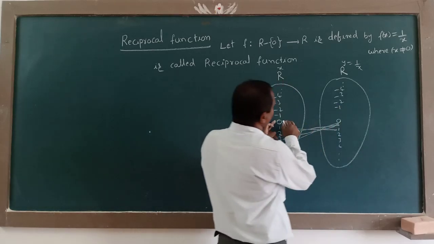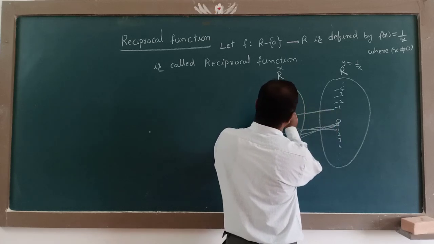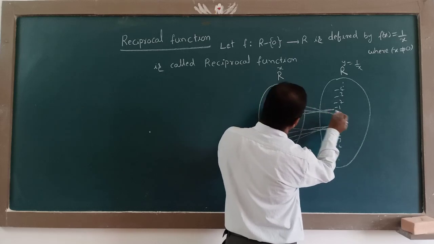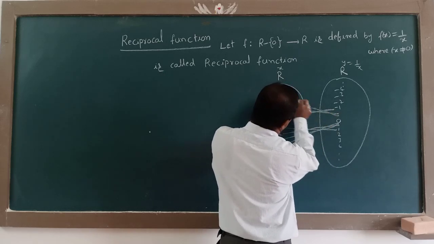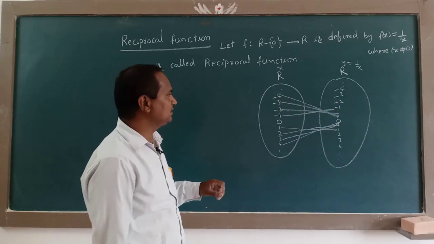Minus 1, minus 1 to minus 1, no problem. Minus 1 by 2 is minus 0.5. Minus 1 by 3 is minus 0.33. Minus 1 by 4 is minus 0.25. Like that will come here. That's what we can tell here.